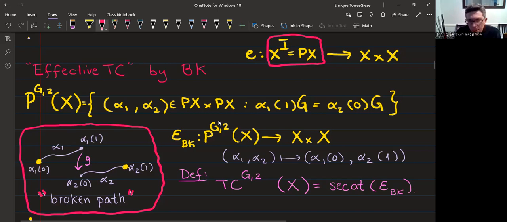So here I have this definition. The notation is kind of cumbersome. TC G2, the 2 is because we have essentially two components. The G is because we are making use of the group action. By definition, this version of Blasik and Kaluba of TC is the SECAT, the sectional category, of this evaluation function.